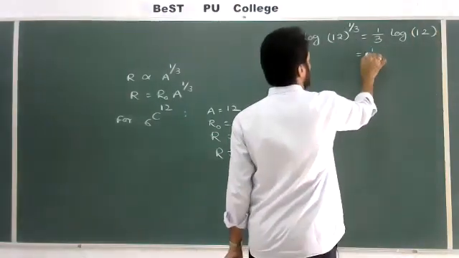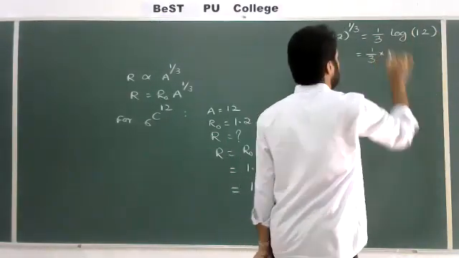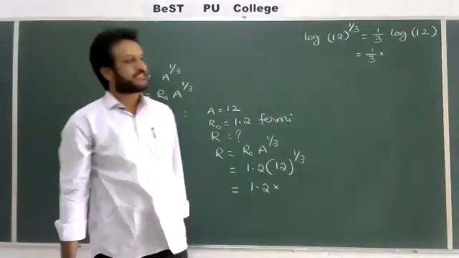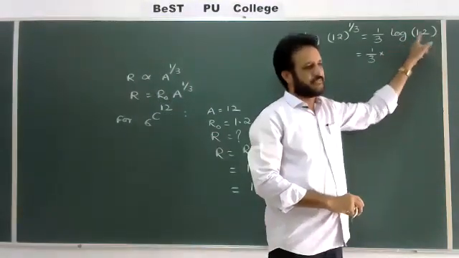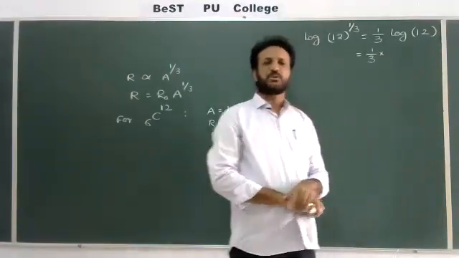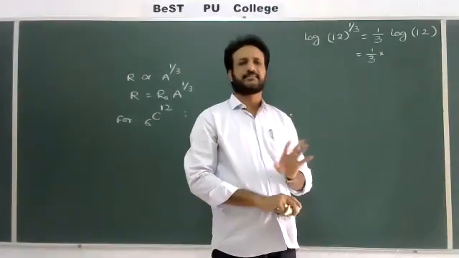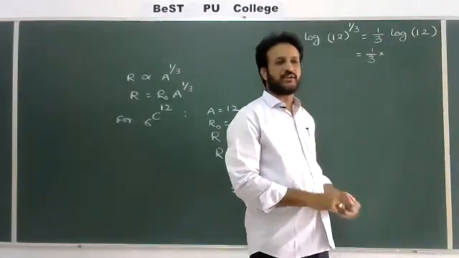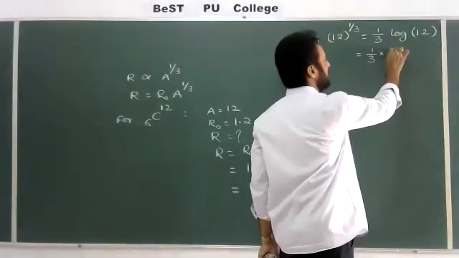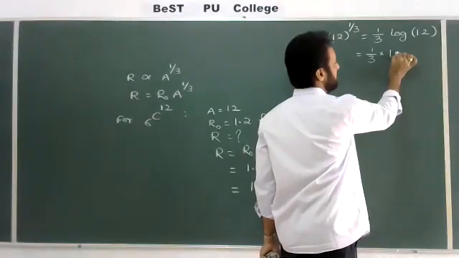That is equal to 1 by 3 into, here while taking the logarithm, first we have to choose the characteristic of the given number. How to find the characteristic? It is the total number of digits minus 1. Here there are 2 digits, so 2 minus 1 is equal to 1. The characteristic will be 1, you should write. After writing 1 you have to put the decimal point.